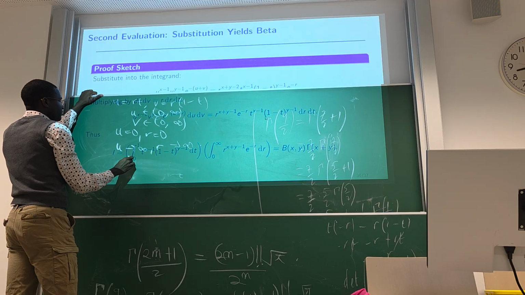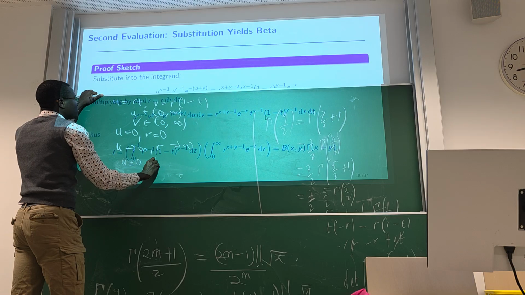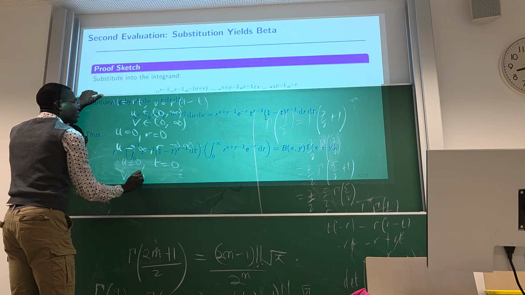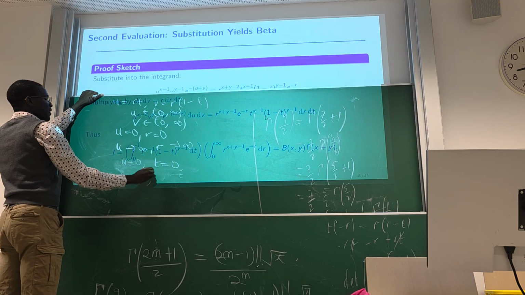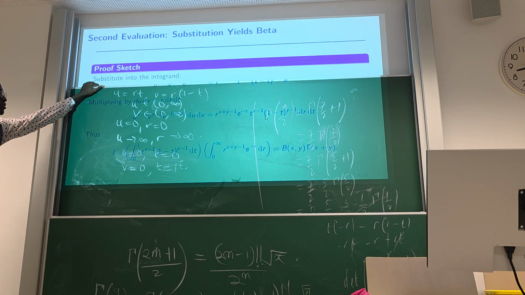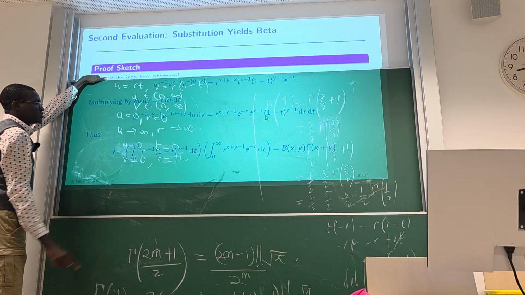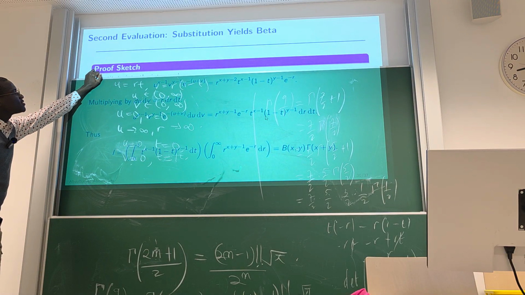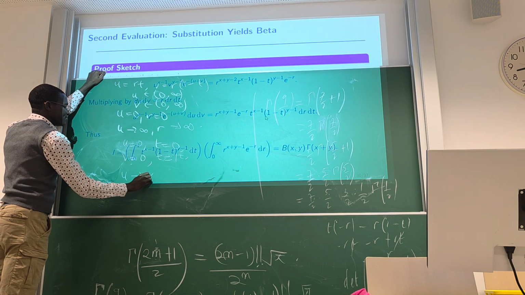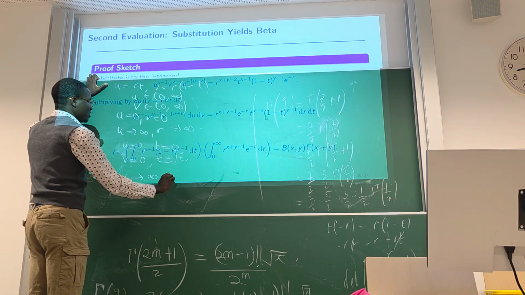So when u is 0, t is 0. Now this is what I wanted. And when v is 0, you have t to be 1. Okay, that does it. So when u is 0, t is 0, and when v is 0, t is 1. That's fine. And when u goes to infinity, t goes to infinity.